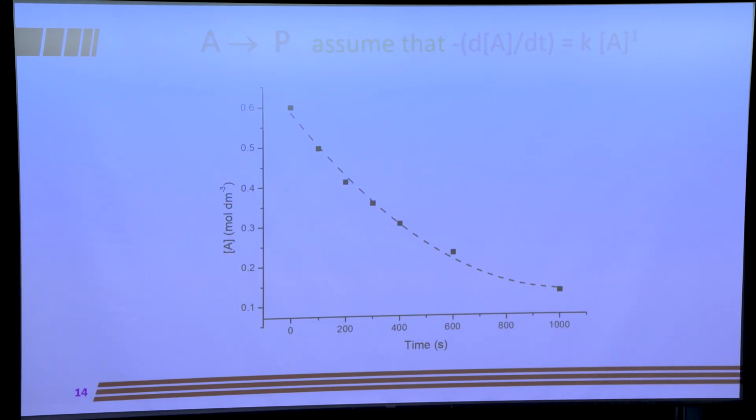This is just another plot of the concentration. I haven't plotted log concentration, I've plotted concentration versus time. And you can see that the concentration of A is decreasing exponentially with time. So again, that's an indication that it's first order kinetics.